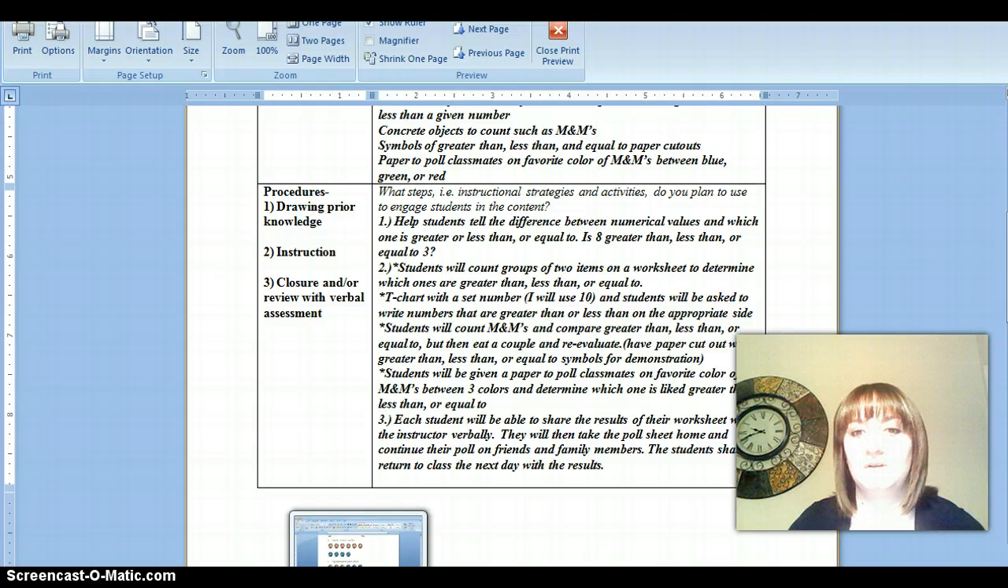The students will be given a paper to poll their classmates and their friends on their favorite color of M&Ms between 3 colors and determine which one is liked greater than, less than, or equal to. Each student will be able to share the results of their worksheet with the instructor verbally. They will then take the poll sheet home and continue to poll their friends and family members. The students shall return to class the next day with the results.